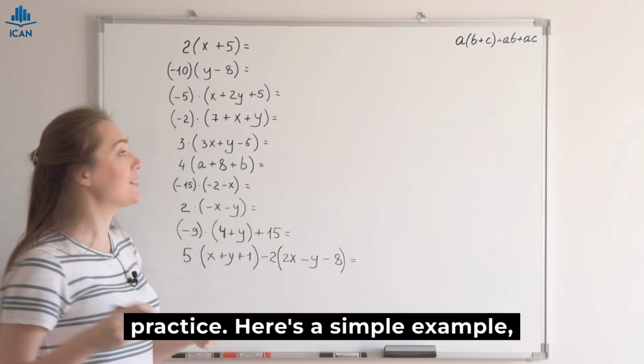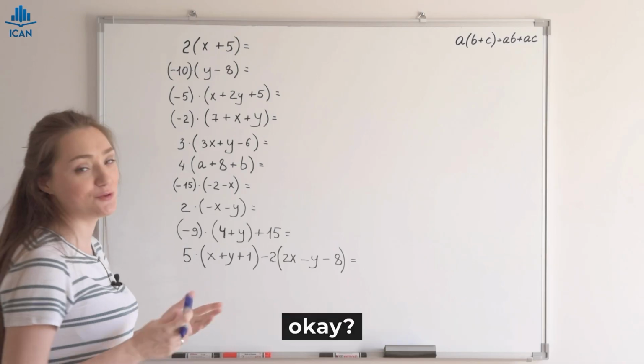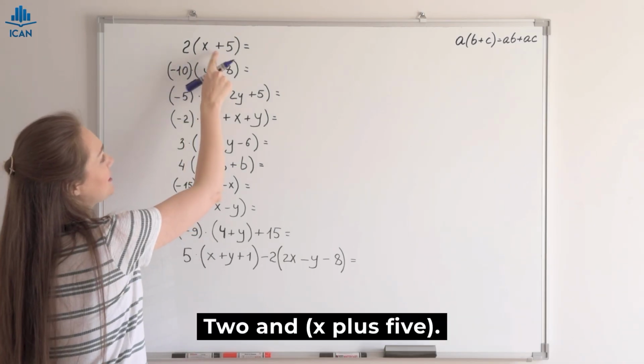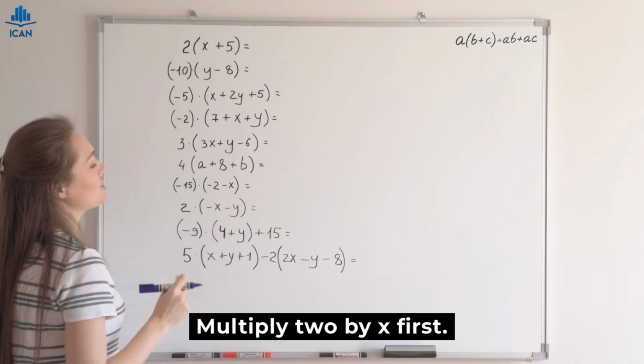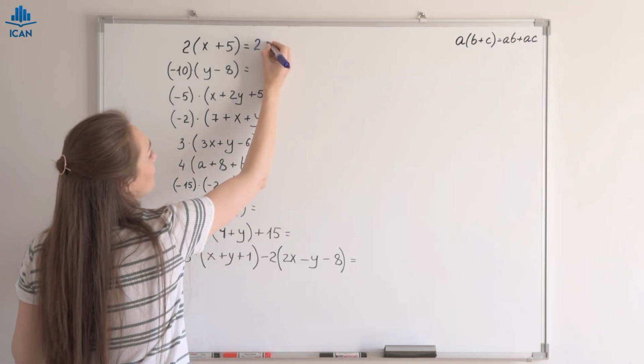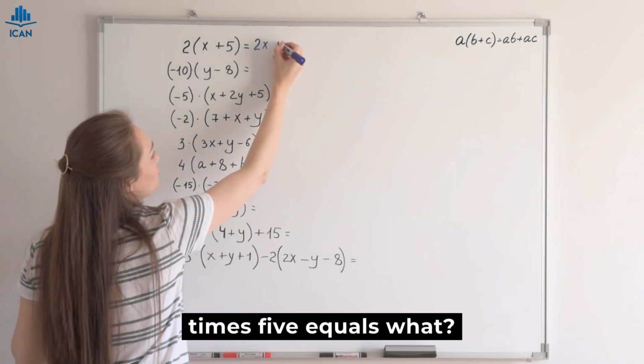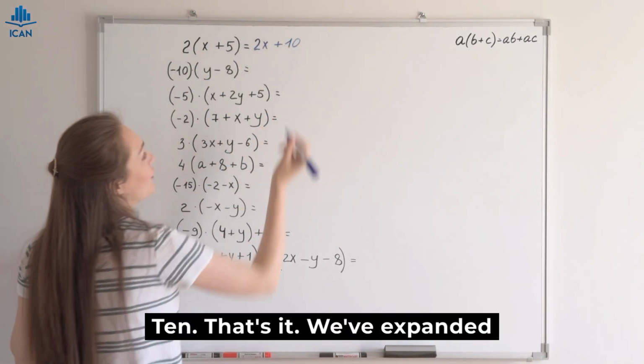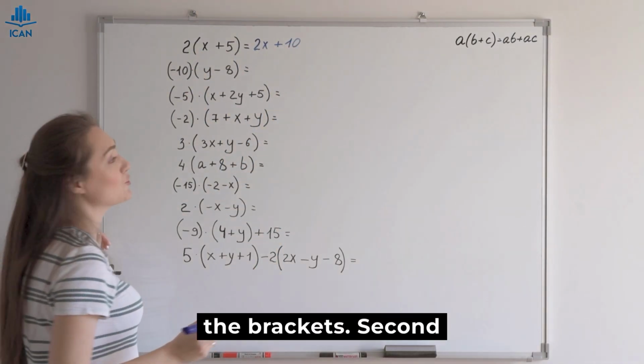Let's jump into practice. Here's a simple example, okay? First one. 2 and x plus 5. Multiply 2 by x first. 2 times x plus 2 times 5 equals what? 10. That's it. We've expanded the brackets.